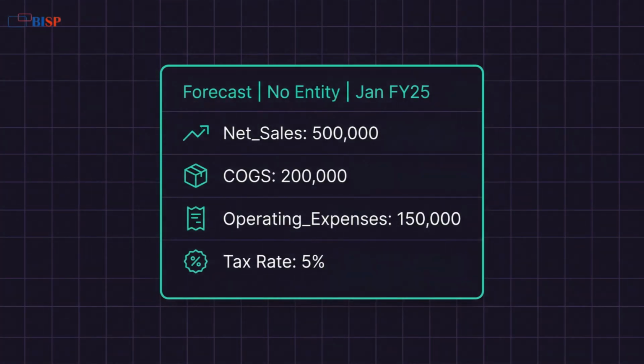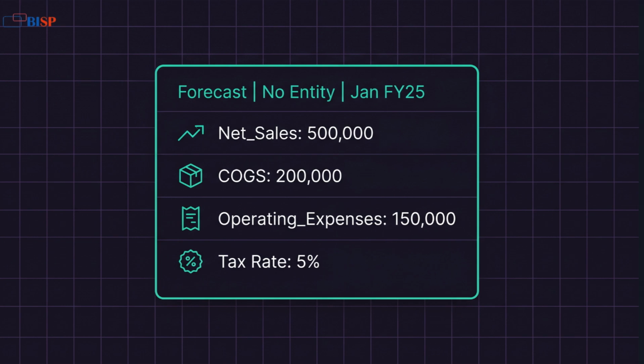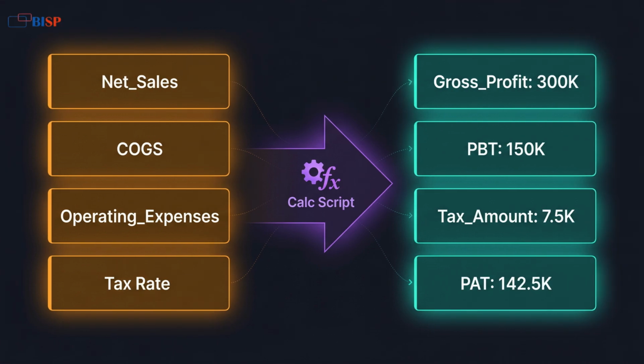A company is running their forecast scenario in Oracle Planning. The entity is set to no entity, meaning this is a consolidated entity-independent view. The time period? January FY25. Their inputs are straightforward. Net sales, $500,000. COGS, $200,000. Operating expenses, $150,000. Tax rate, 5%. From these four inputs, the business needs four outputs calculated automatically.